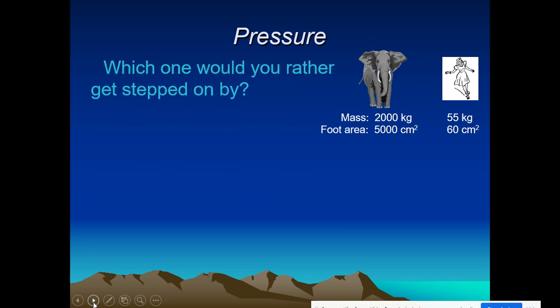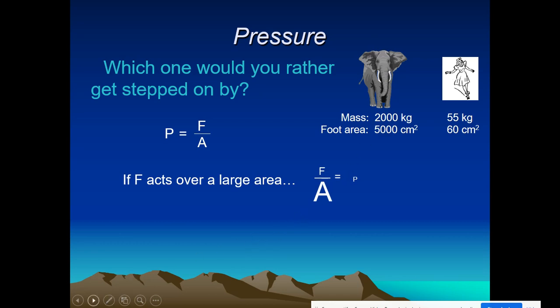Okay, so pressure is represented by the equation force over area. So if we think about that, pressure is affected by two things, the force and the area. If we think about this elephant and this girl here, and this girl's wearing some high heels, which one would you rather get stepped on by? So we have to consider both of these things. We have to take into account the force, which we're roughly saying is about the mass, over the area.